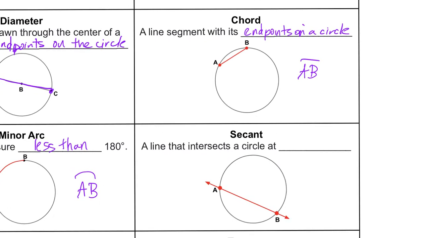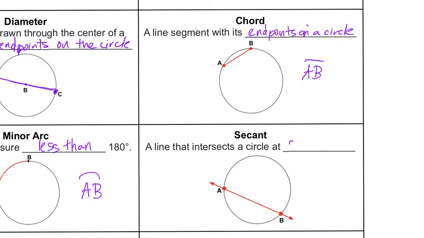A secant is a line that intersects a circle at 2 distinct points. So this one would be line AB. The big difference between a chord and a secant is that a chord is a line segment, meaning that there's points on the ends of it, whereas a secant is a line, meaning that there's arrows on the end of it.